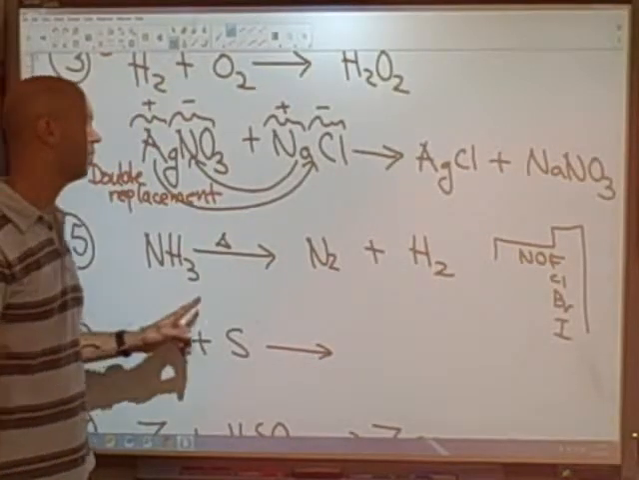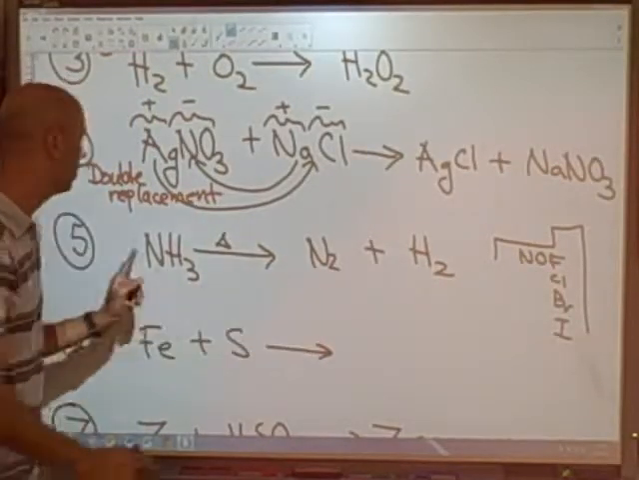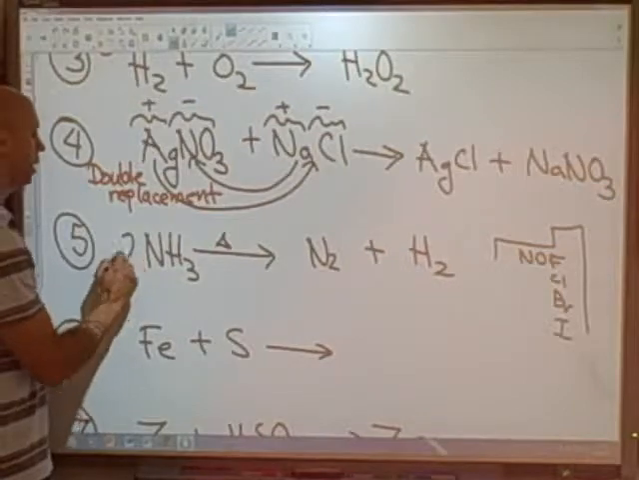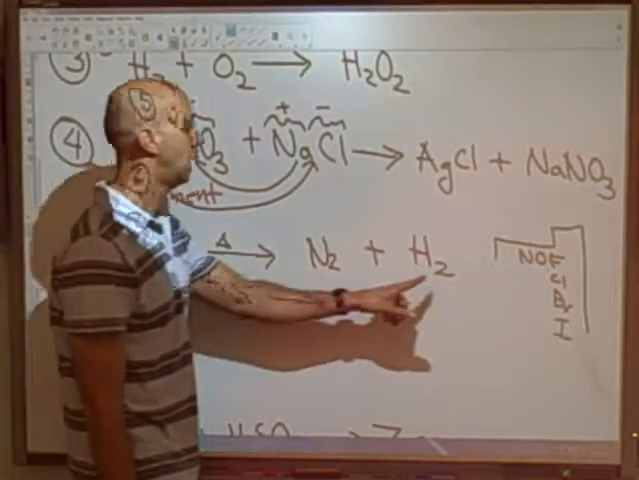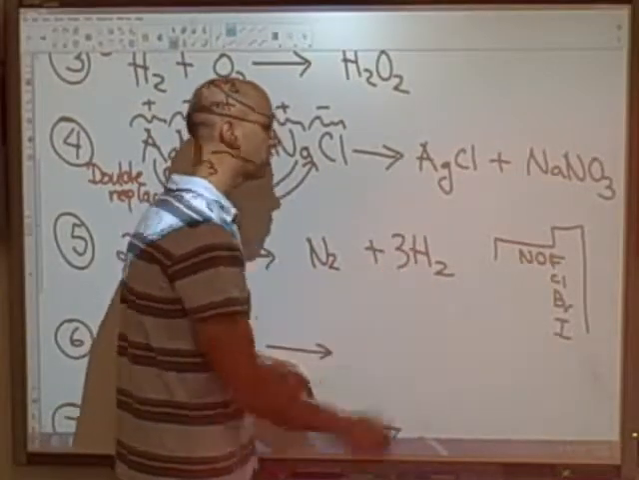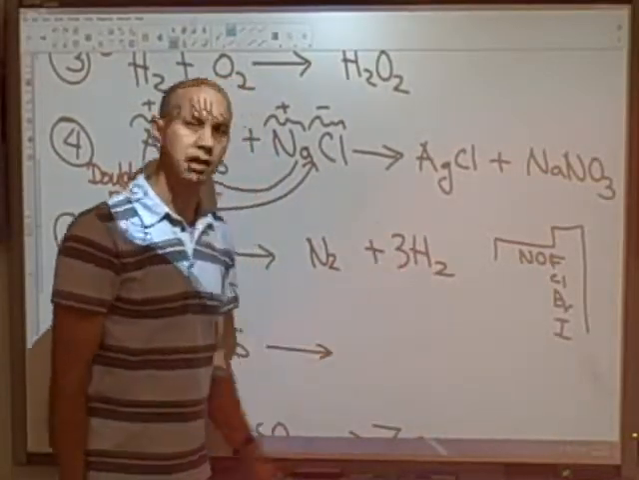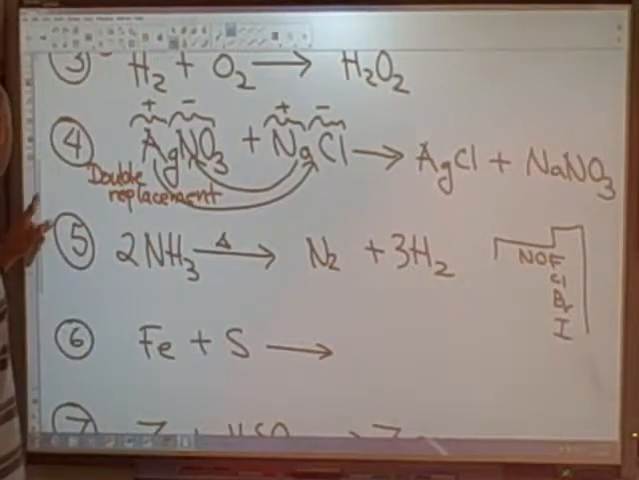Now I'm going to finish balancing the equation. I have 2 nitrogens there. I've got 1 nitrogen here. I'm going to put a 2 there. Now I've got a total of 6 hydrogens here. I've got 2 right there, so I'm going to give it a 3 there. 2 times 3 is 6. This equation is now balanced.